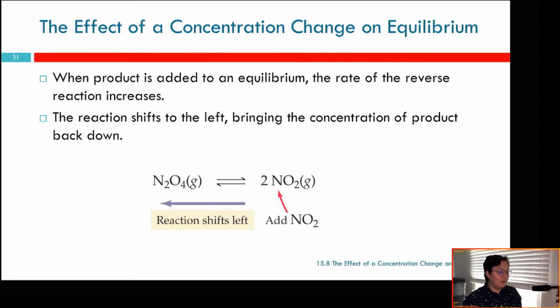So when product is added to an equilibrium, the rate of the reverse reaction increases. Again, think back to collision theory. If we add more of our products, that is more molecules that can either decompose or react in the opposite direction, so that rate is going to increase, and that will shift our reaction to the left until those rates have again equalized. So if we add product, the concentration of product will be too high, our ratio will be too high, and it'll shift back down.